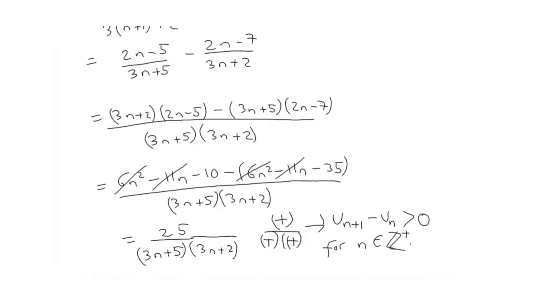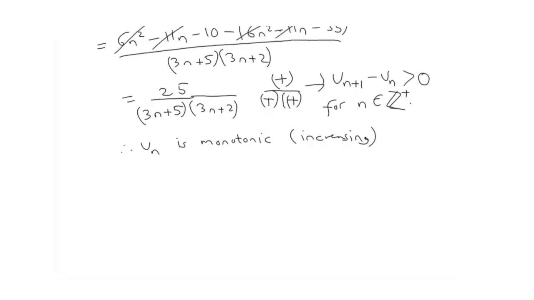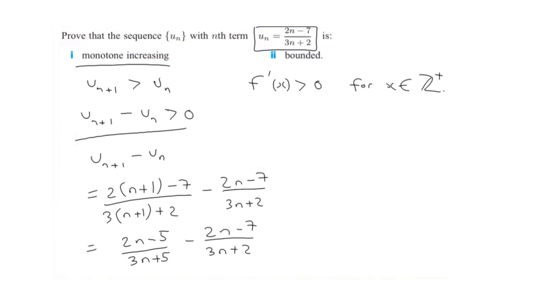And that means that un is monotone increasing. Well, it's monotonic and it's monotonic increasing. Remember, monotonic means it's either increasing or decreasing over the whole of its domain. And obviously then we just say, well, which one is it? So the second part of the question, we need to show that this is bounded. So we need to show that un equals 2n minus 7 over 3n plus 2 is bounded.